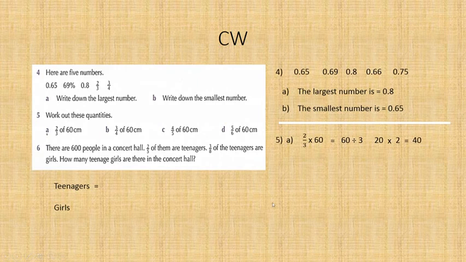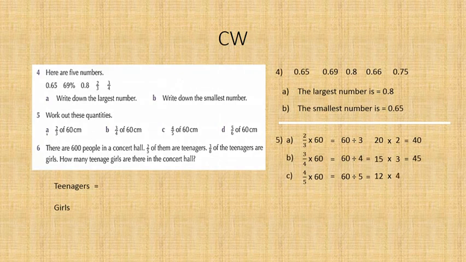40 centimeters. Okay, question number B, 3 over 4 of 60, I'm doing it with the same method. 60 divided by 4 is going to be equal to 15. 15 times 3 is going to be equal to 45. Okay, question number C, 4 over 5 of 60. So I will just divide 60 by 5, which means it's going to be equal to 12, and I will multiply this 12 by 4, which is going to be equal to 48.